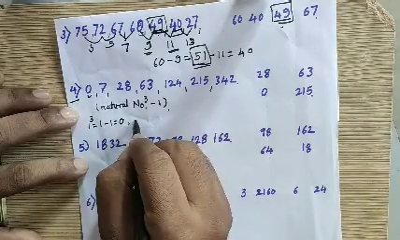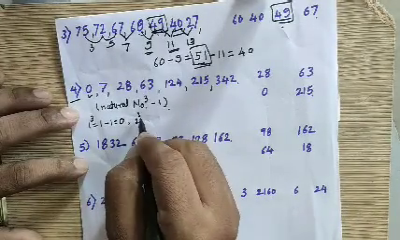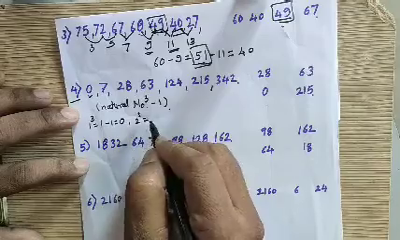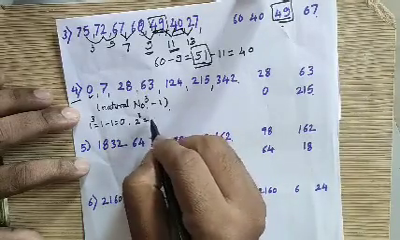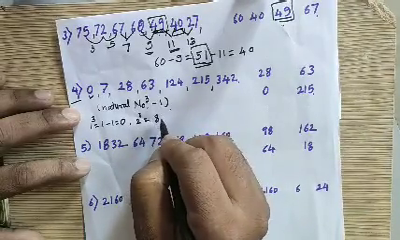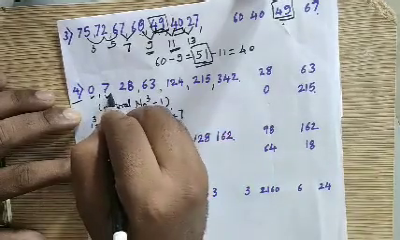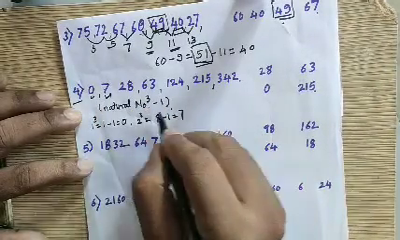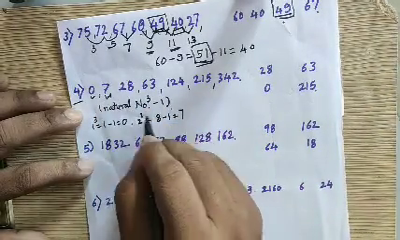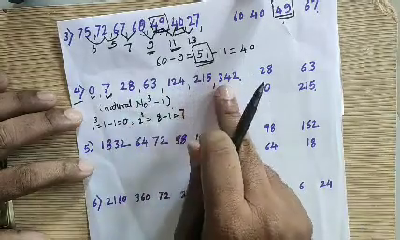Second, cube of 2 is 8, minus 1 is equal to 7. So on, this is the pattern which follows in this number series.